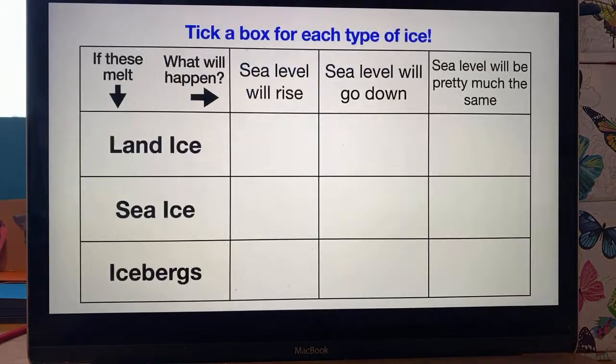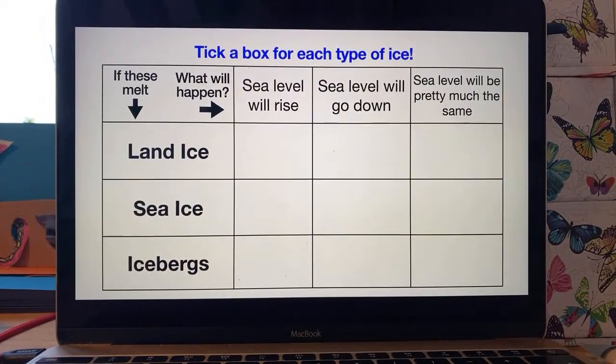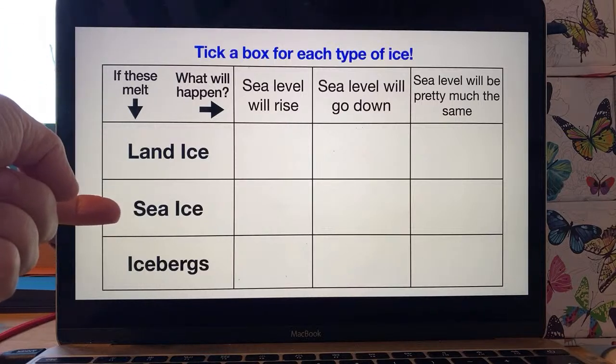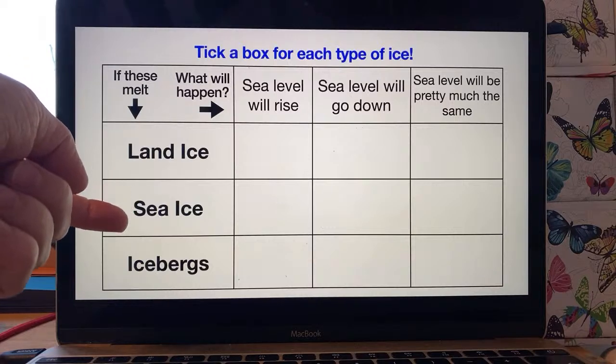Okay, I've got something for you to do now. Could you please tick these boxes to say what you think will happen to the level of the sea when land ice melts, sea ice melts, and icebergs melt? Again, you can just do it with your eyes if you haven't got the sheet. Sea ice that we've just talked about, first of all, is ice that is just made of seawater that freezes and then maybe unfreezes.